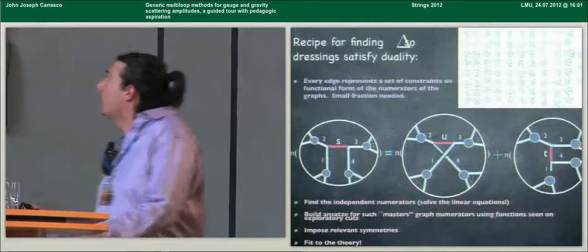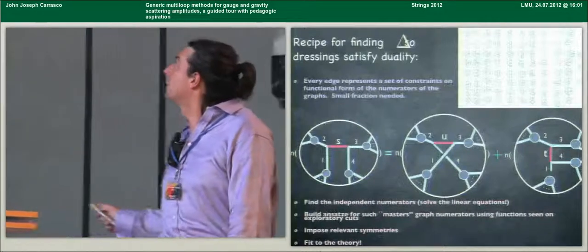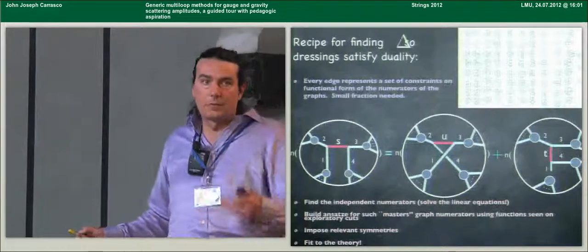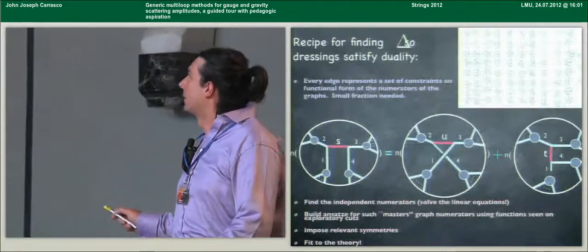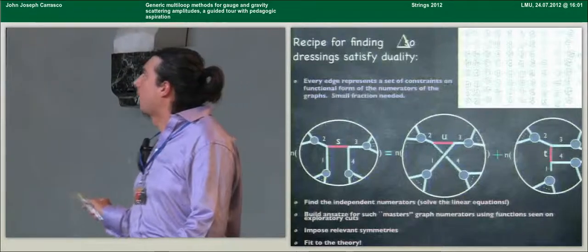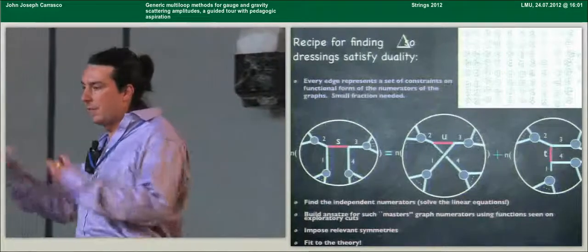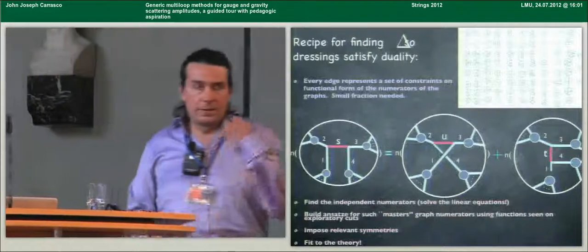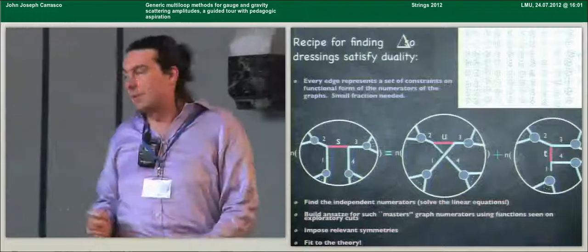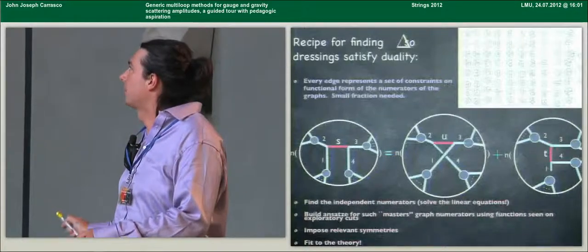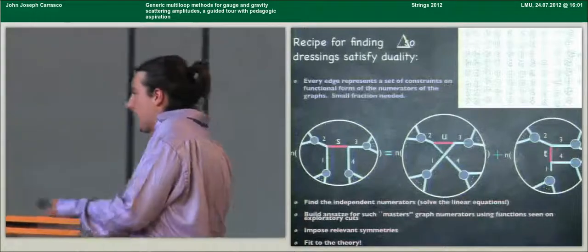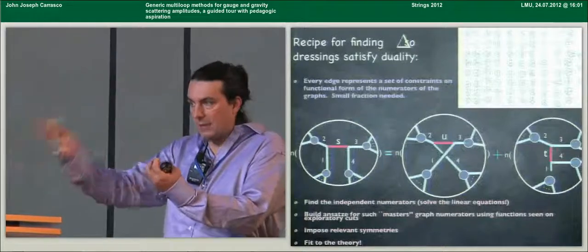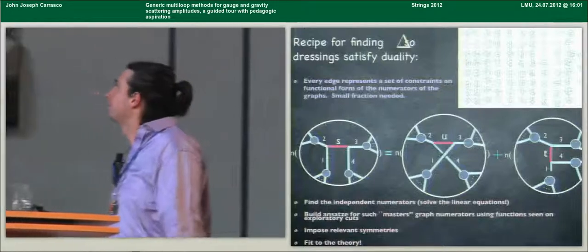And the way to do that is actually really nice. Every edge represents a set of constraints on the functional form of the numerators. You don't need to take into account all the edges. You only need a small fraction, enough so everybody can talk to everyone else. You find the independent numerators by satisfying those sets of Jacobi relations. You solve those linear equations. Those will be your masters. Those will be the ones who encode everybody else. Everybody else is expressed through Jacobi in terms of them.